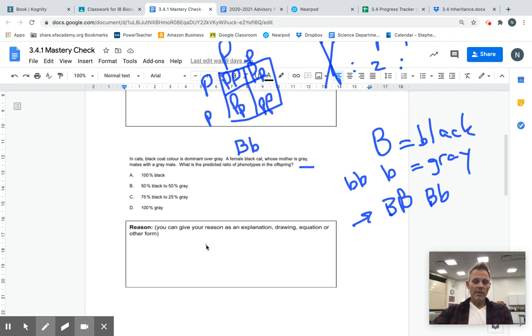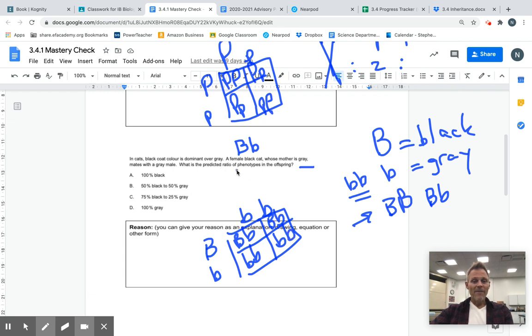So then we just do the cross. We know the female is heterozygous. We know the male is homozygous recessive because he's gray. That's the only way you can get gray is if you have two little b's. So then you do the cross. You've got a big B, little b here, and here you have a little b. Here you've got a big B, little b, and here you have a little b.